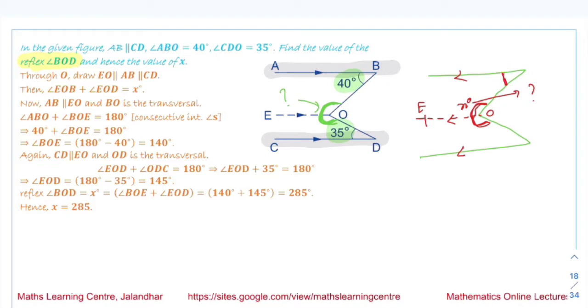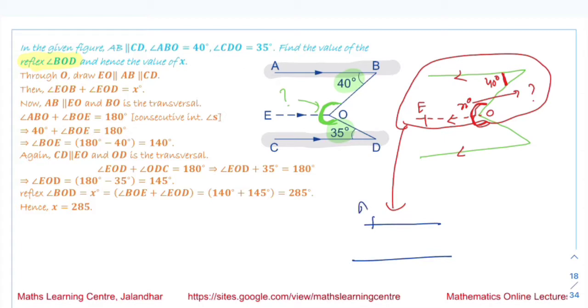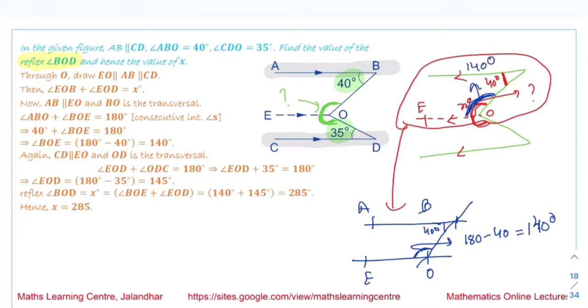Now this angle is given to be 40 degrees. If I look at this portion, these are two parallel lines AB and EO, and we have a transversal here. This point is B, and this angle is given to be 40 degrees. If this angle is 40 degrees, then the value of this angle will be 180 minus 40, that is equal to 140 degrees. So this angle is 140 degrees.